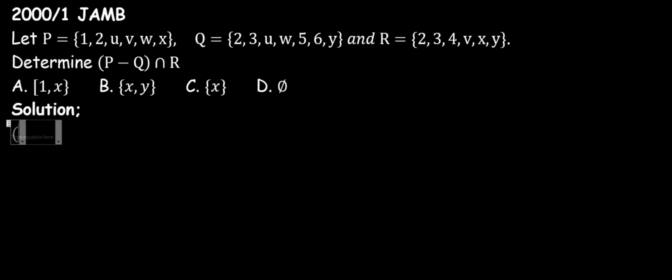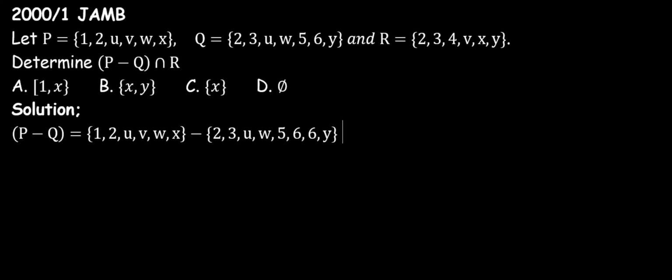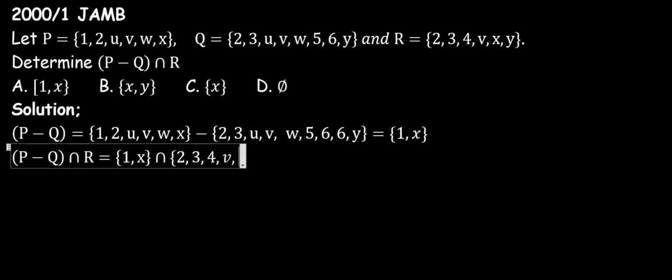P − Q is equal to, list the elements of P, which is 1, 2, U, V, W, X, minus, list the elements of Q, which is 2, 3, U, W, 5, 6, Y. This operation done, we'll be left with 1, comma, X. Next, (P − Q) ∩ R will be equal to {1, X} intersection the elements of R, which is 2, 3, 4, V, X, Y. And that is equal to X, because X is the only element common to the two of them.